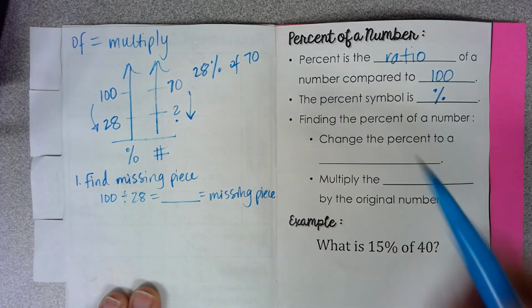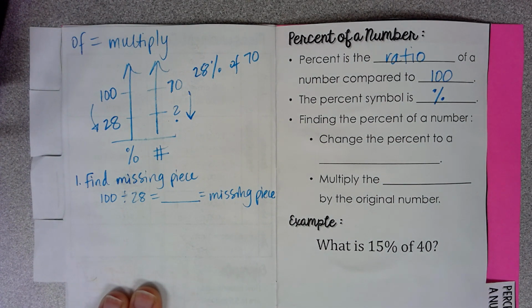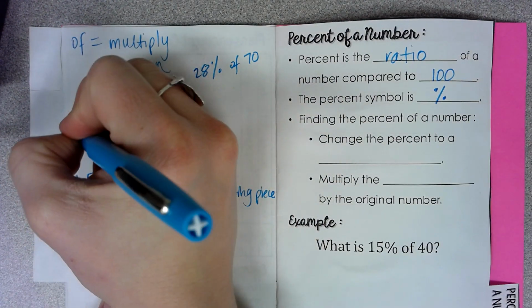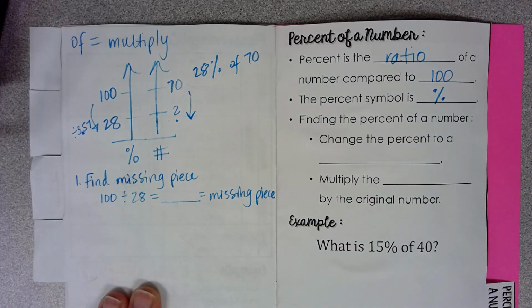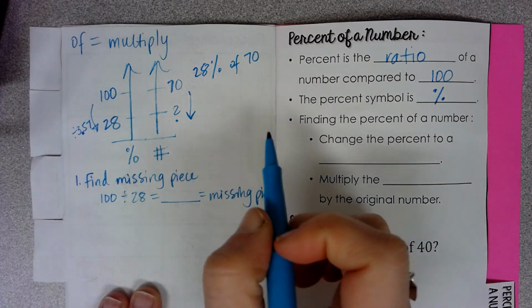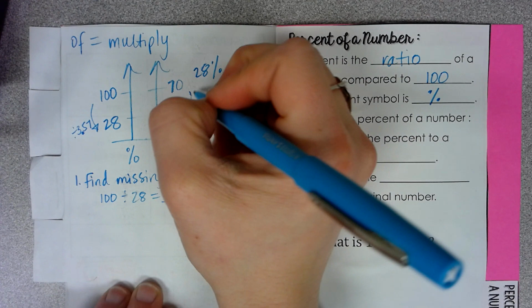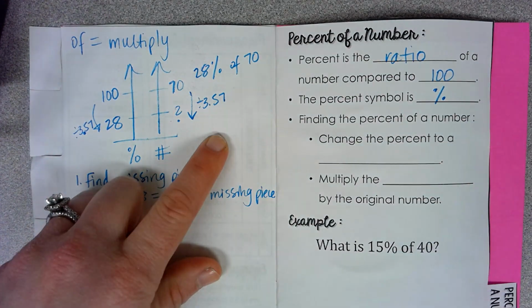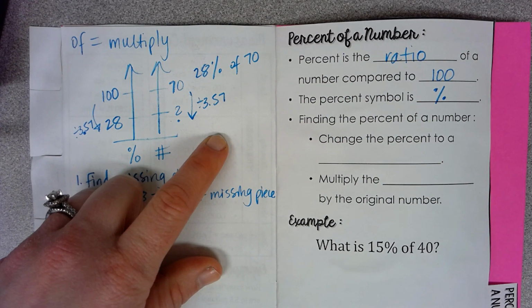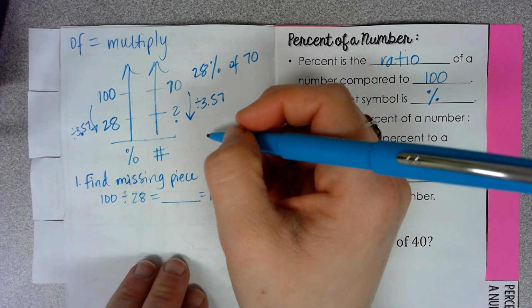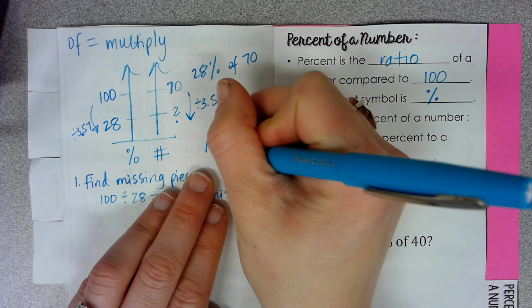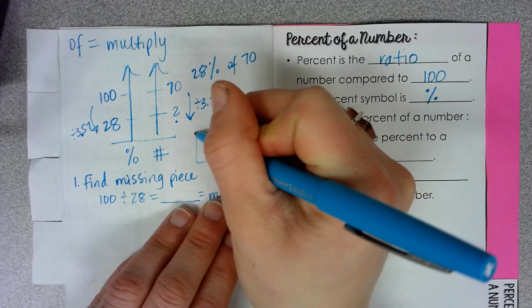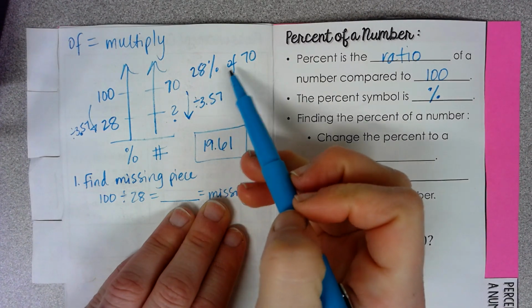Okay, so when I type in 100 divided by 28, I get a really weird number. I'm going to stop at 3.57, okay, because this number kind of takes over my whole screen. So I'm going to stop it at 3.57. That's my missing piece. What I do on one side, I have to do on the other. So divide by 3.57. 70 divided by 3.57 in my calculator gives me another weird number also, okay? However, I'm going to stop it just like we have been at two digits after. So I have 19.61 is my answer. Okay, so now 28% of 70 is 19.61.